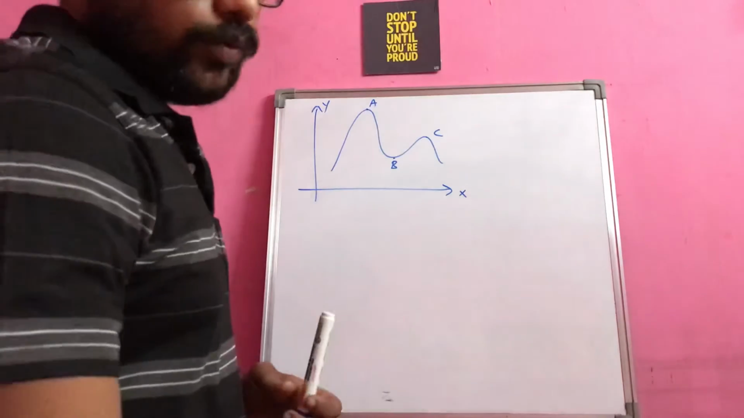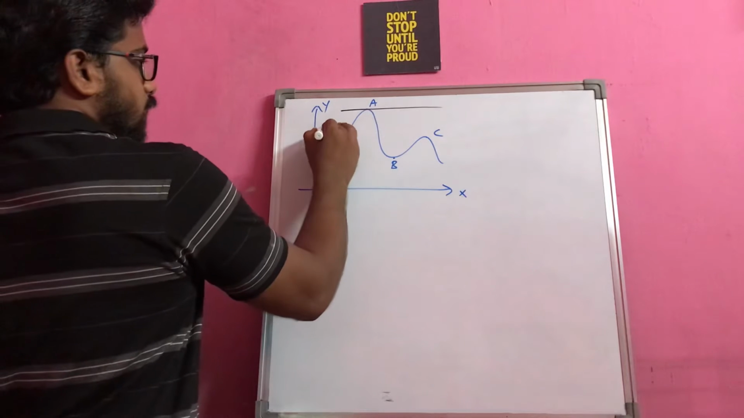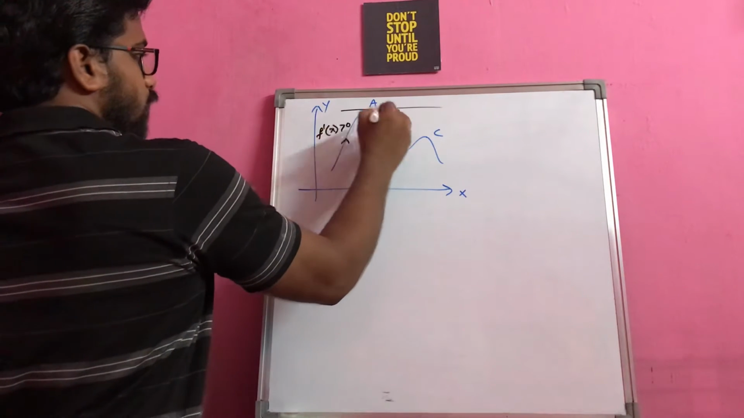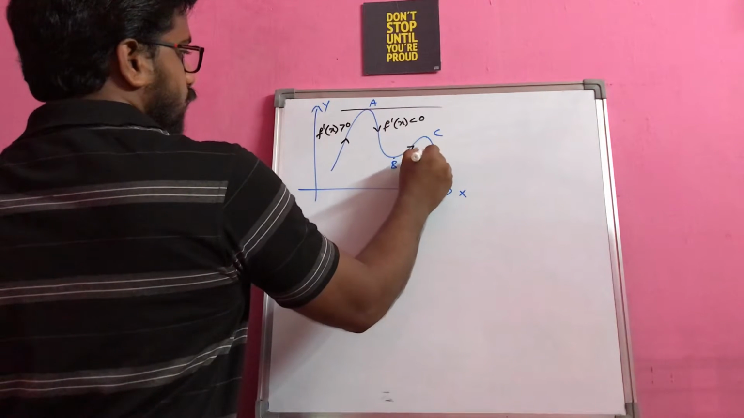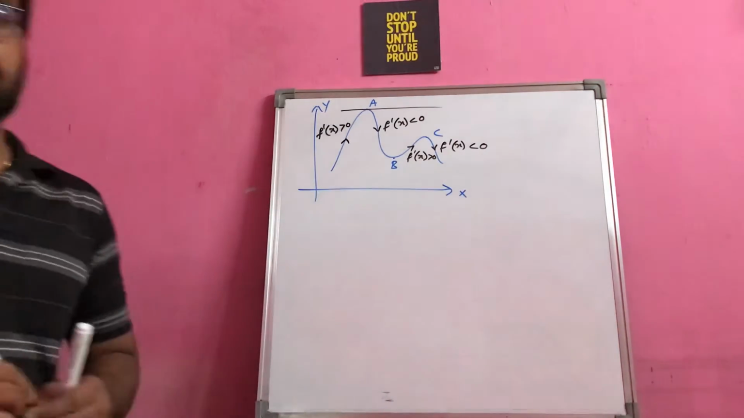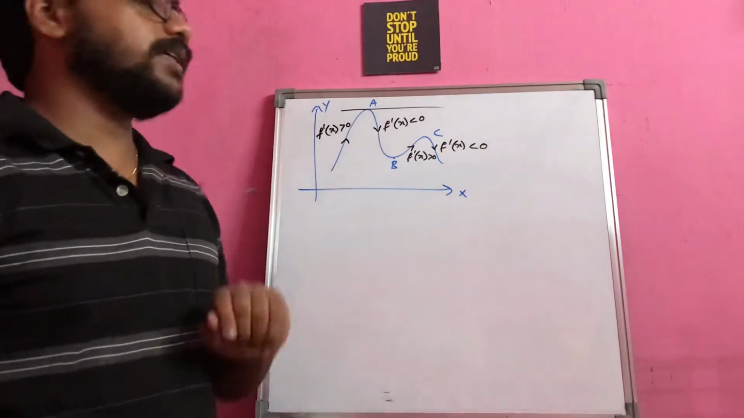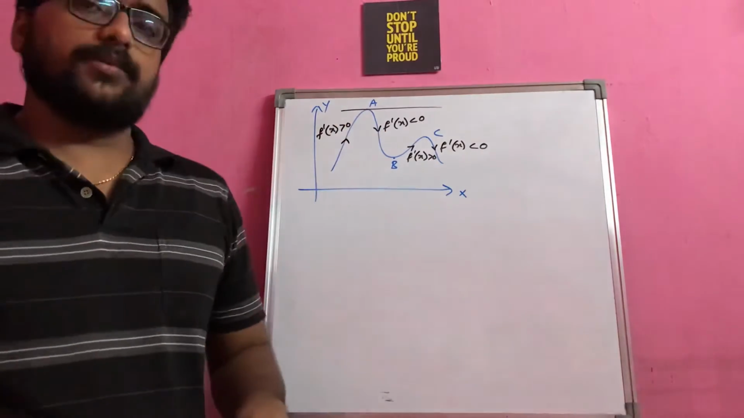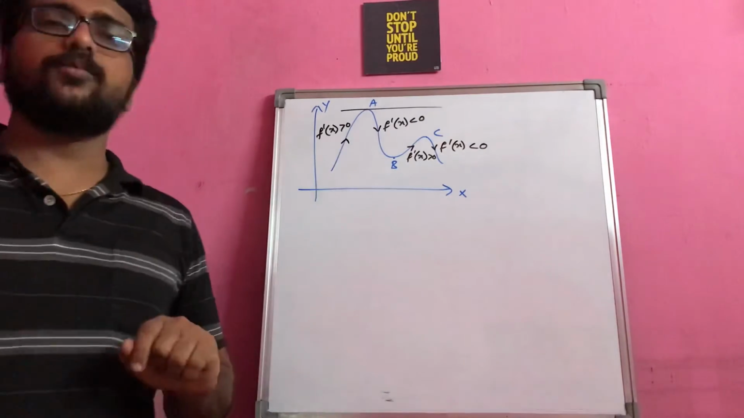So here I told you one small thing in the last class. At this particular point, if I draw a tangent, this is f dash of x greater than 0, whereas in this case f dash of x is less than 0. This is f dash of x greater than 0, again this is f dash of x less than 0. So if you observe here, whenever the function changes its behavior from increasing to decreasing, you get a maximum value, whereas if it is from decreasing to increasing, it results in the minimum value, right?